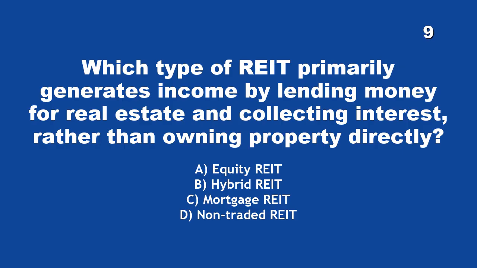Which type of REIT primarily generates income by lending money for real estate and collecting interest, rather than owning property directly? Option A, equity REIT. Option B, hybrid REIT. Option C, mortgage REIT. Option D, non-traded REIT. The correct answer is C, mortgage REIT.